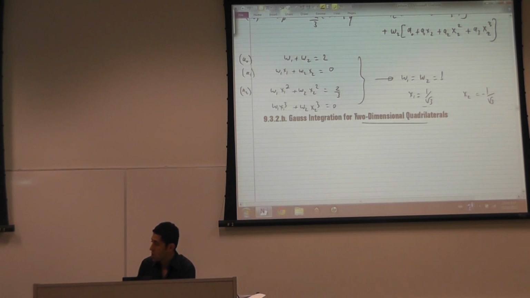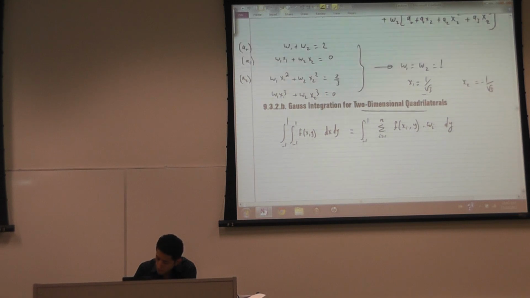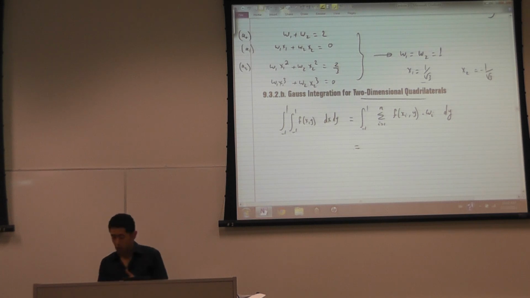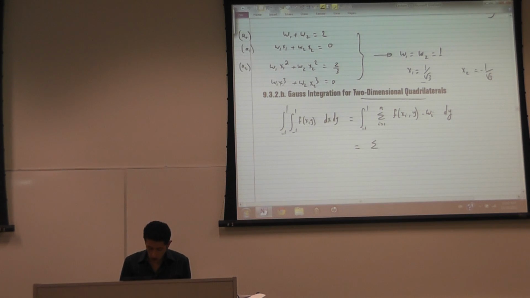Now what if I have 2 dimensions? This works for 1 dimension. If I have 2 dimensions, I have f of x and y that changes on x and y, and the domain of integration is from negative 1 to 1, negative 1 to 1. This will be equal to the sum i equals 1 to n of f of xi, yi multiplied by the corresponding weights. So you do the numerical integration along x first, and then the numerical integration along y.